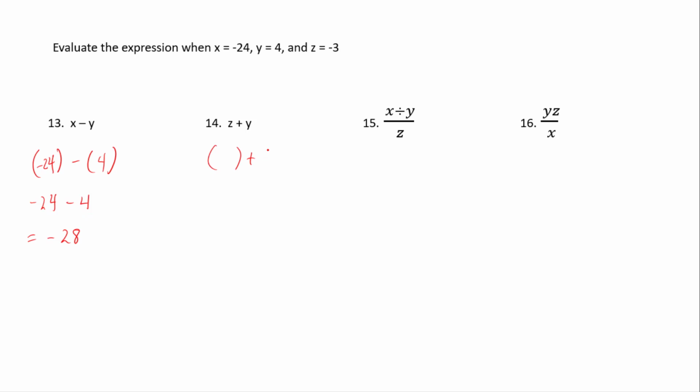Z plus y. Z is negative 3, y is 4. So negative 3 plus 4, there are more positives. 4 minus 3 is 1.